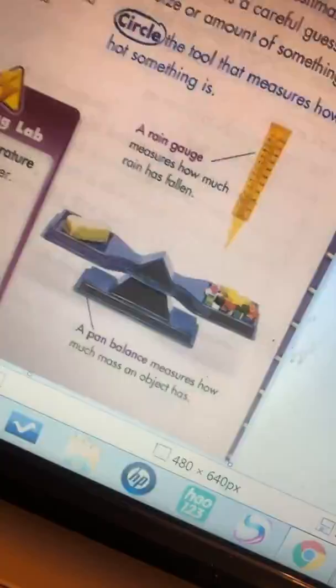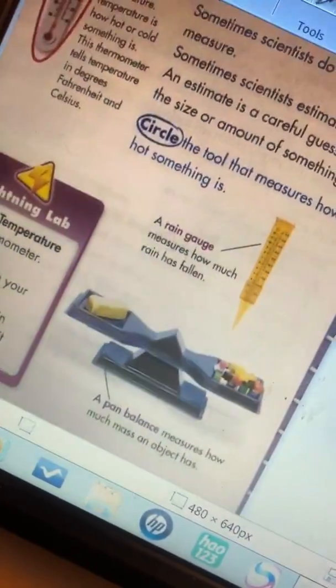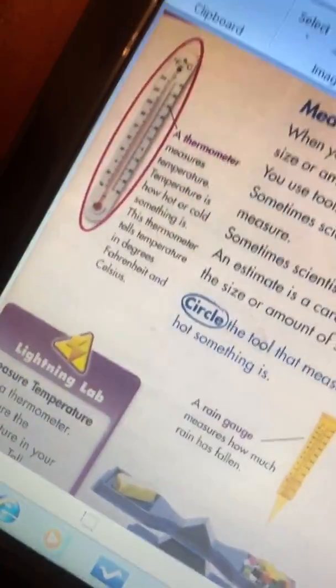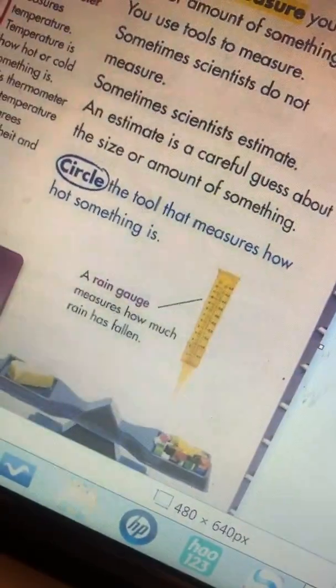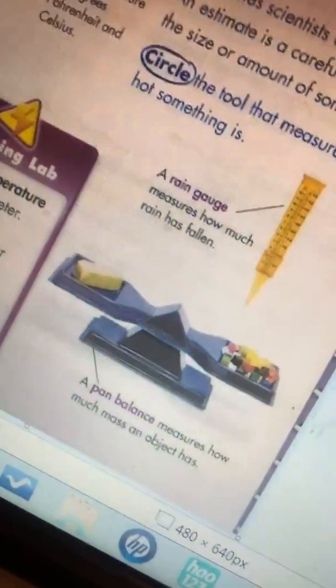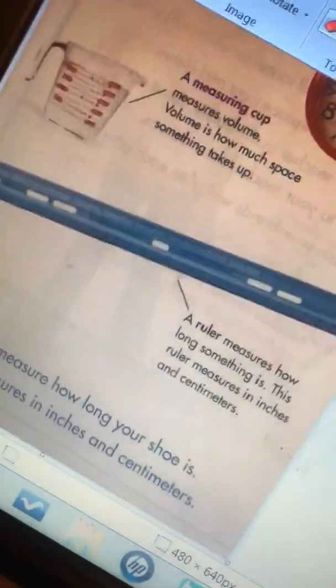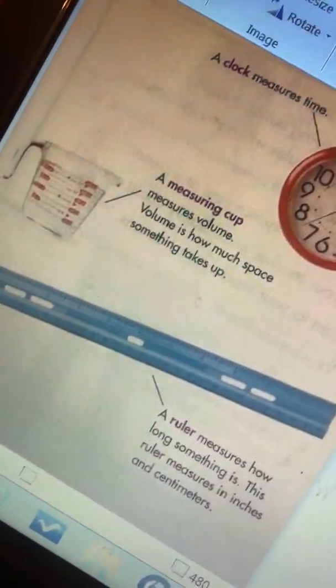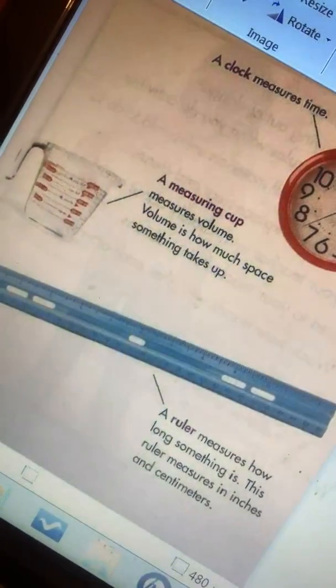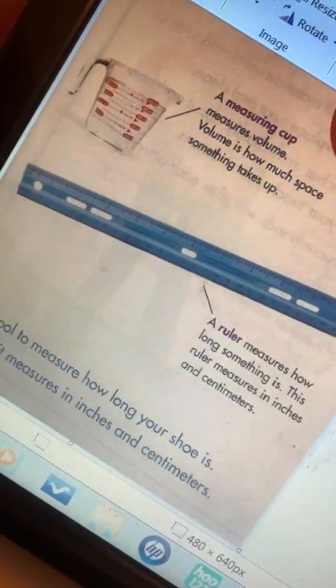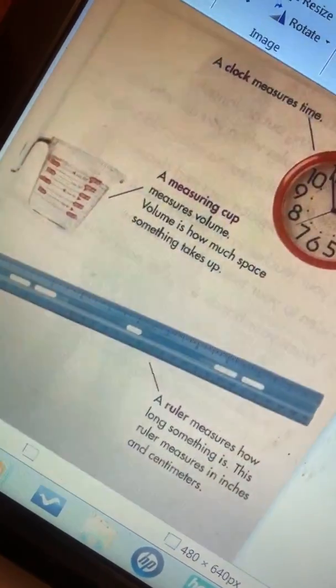Okay, nice. So we learned some measuring tools, which are the thermometer to measure temperature, the rain gauge to measure how much rain has fallen, and a pan balance to measure the mass of some objects, and also the clock to measure the time, the measuring cup to measure the volume, how much we have, okay, and a ruler. So answer this question and tell me your answer. Thank you.